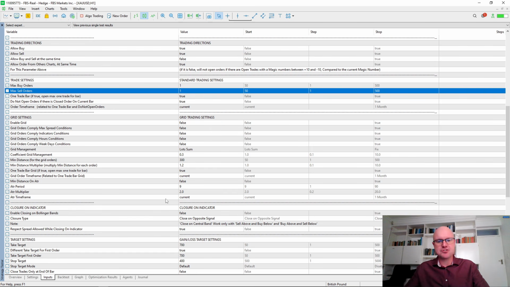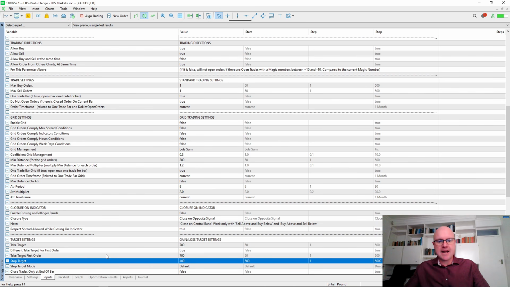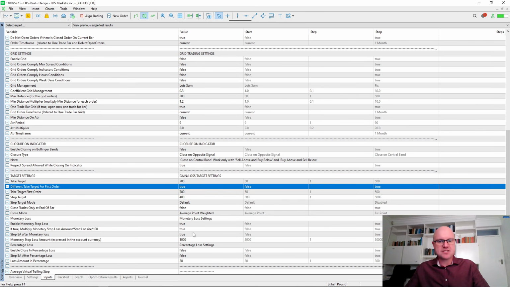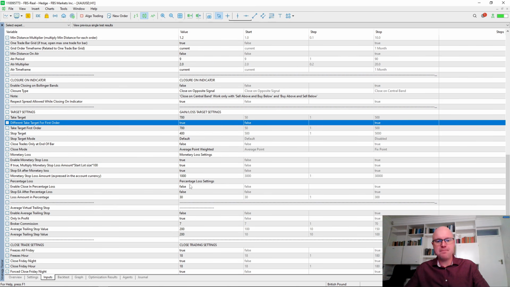So I don't want it increasing the lot size when the trade is moving against us, as is typical of dollar cost averaging strategies. Now, if we look at our gain loss target settings, you'll notice that each trade has an individual or default stop target of 400 points, or in other words, $4, with a take target of 700 points or $7. What this means is for every $4 that we risk, we aim to make $7 in profit for 0.01 lot sizing. Then I also have some additional safety measures in place, but I have disabled the trailing stop, meaning that each trade just has a stop loss and take profit.